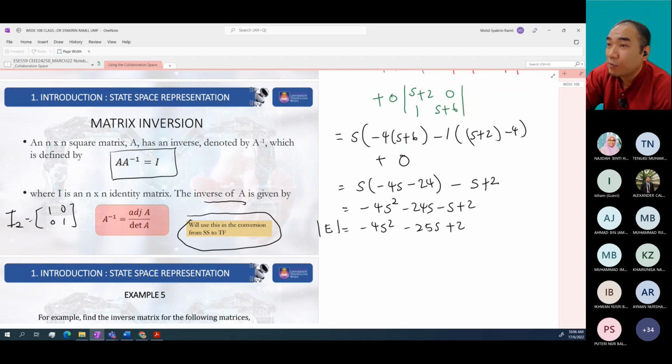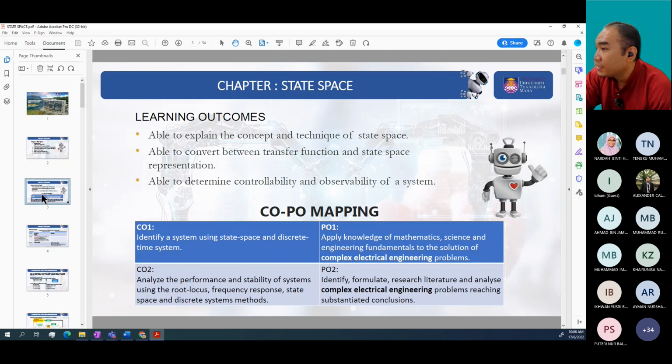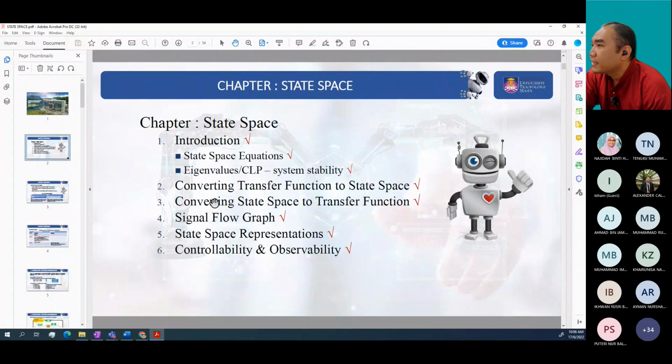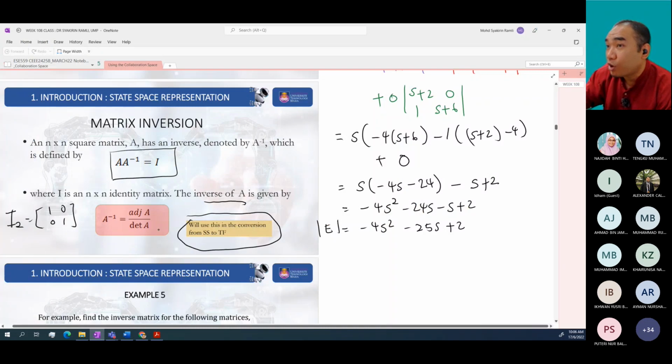Kan, tadi kamu punya one of the outcomes that we expect that you must be able to, apa tu? Conversion kan? Sekejap, tengok balik outcome tadi. Ini kan, converting transfer function pergi kepada state space. Kamu nak convert daripada transfer function pergi kepada state space. Sekarang ni, kita nak tahu juga daripada state space patah balik kepada transfer function. So we have to use the knowledge of inverse of the matrix A for us to compute the conversion from the state space to transfer function. Right.